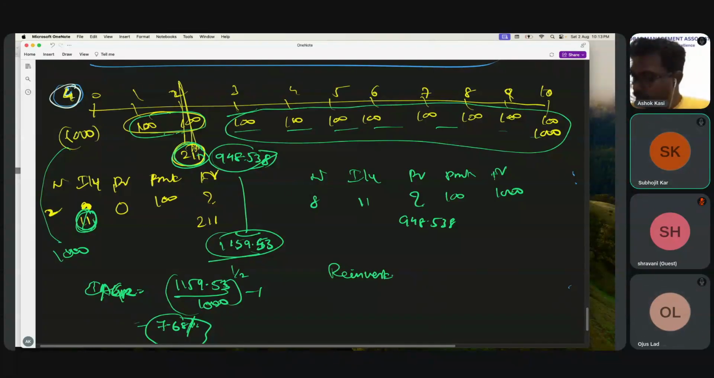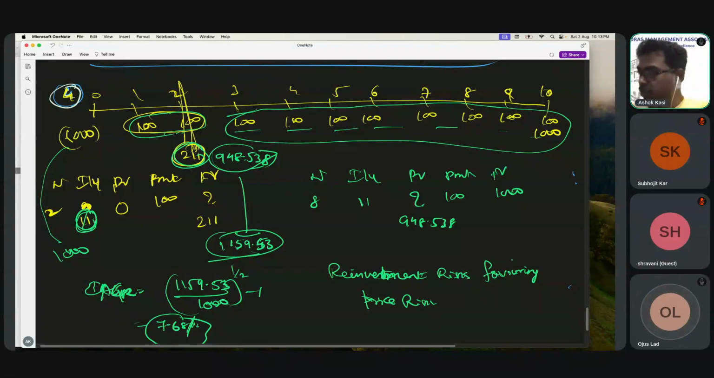You are taking two risks when you are investing in a bond. One is called reinvestment risk, and another one is called price risk. I will come to the price risk. Now, reinvestment risk is favoring you. Why? Because you are reinvesting at the higher rate. So it is good, favoring you.